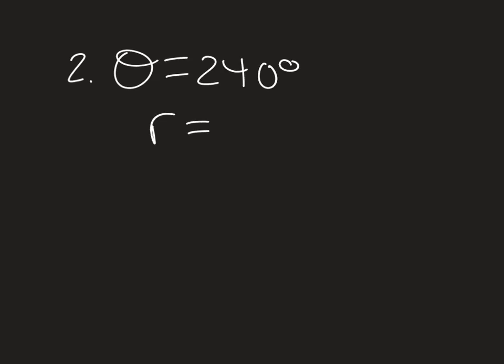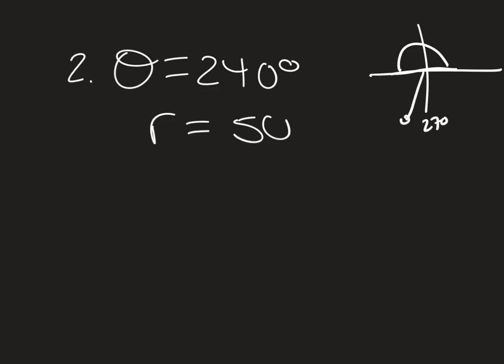Let's try number 2. Number 2 says theta equals 240 degrees and my r is 50. So the first thing we need to do is go find the ordered pair at 240. So that's 180. This down here is 270, so that's too far. So my 240 is the one that's down here. And then the ordered pair down here is going to be negative 1/2, comma, negative root 3 over 2.